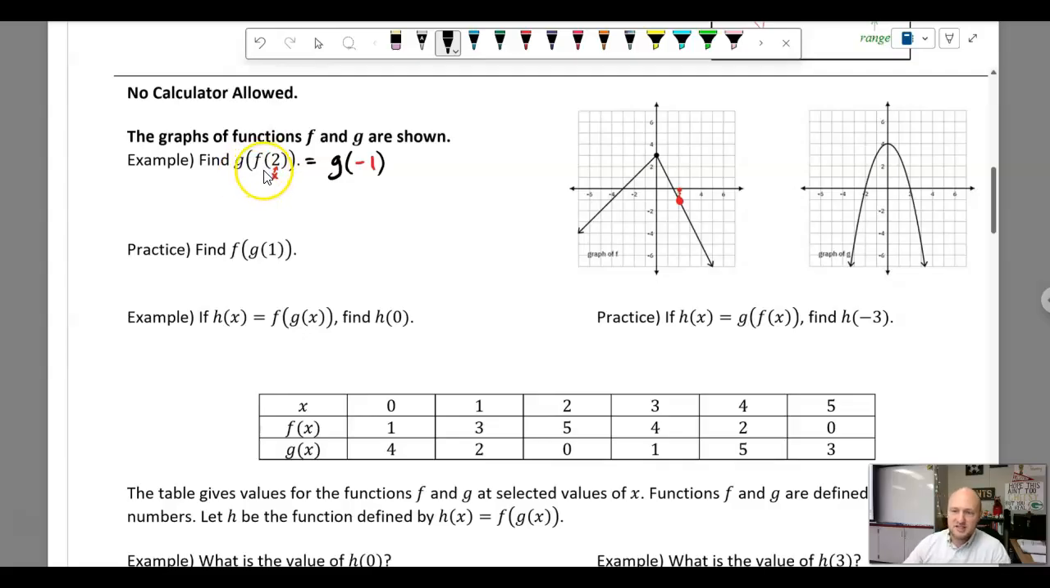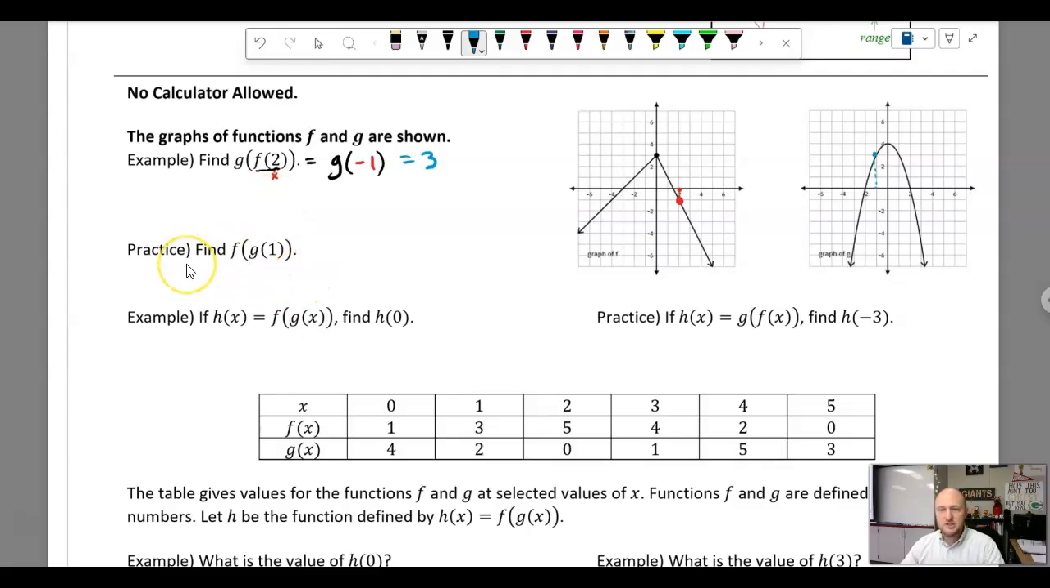I replace this f of 2 with the output, which was negative 1. Now I have to evaluate g of negative 1. That range, whatever I got out, is now the input for g. So I go to g, negative 1 is right here, and it looks like my output is 3. So the answer there is 3. Start on the inside, evaluate the inside function, and then take that answer and plug it into the outside function.